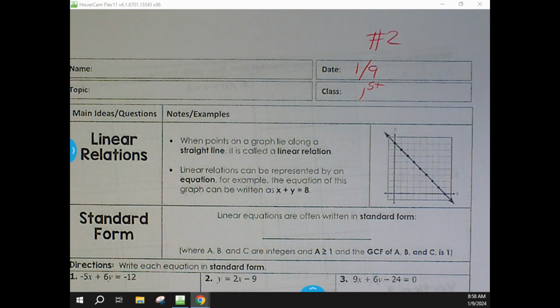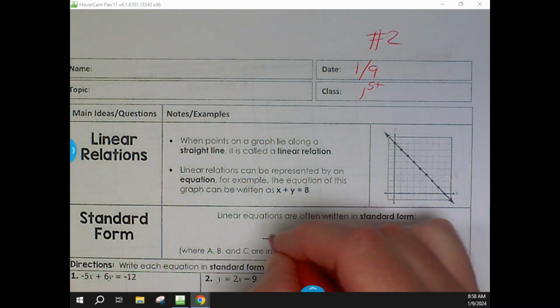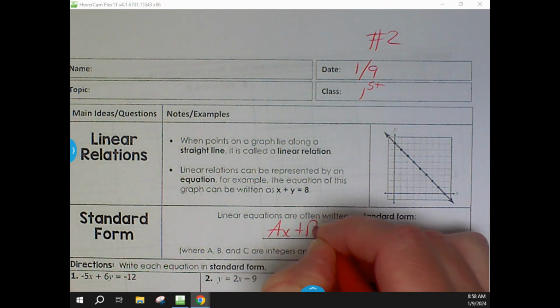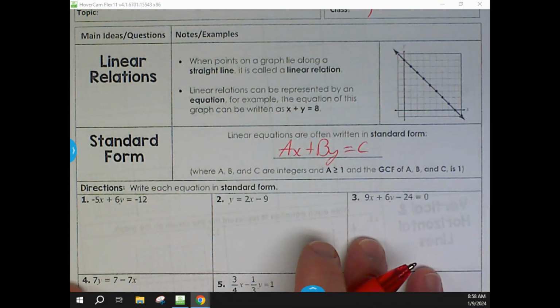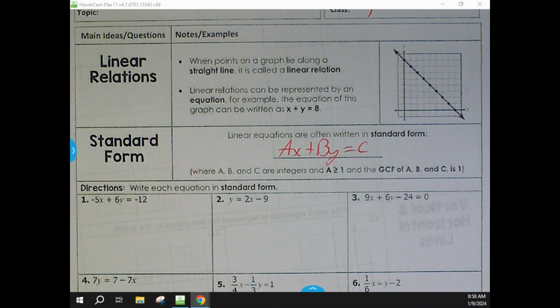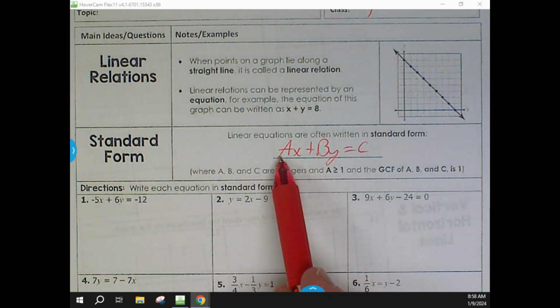But linear equations, the standard form of it is ax plus by equals c. Okay, so it says a is greater than 1. So basically it's saying a has to be positive. We don't want a to be negative for what it set up. B, C can be positive or negative, doesn't really matter, but they try to keep it so that your A value is going to be positive.